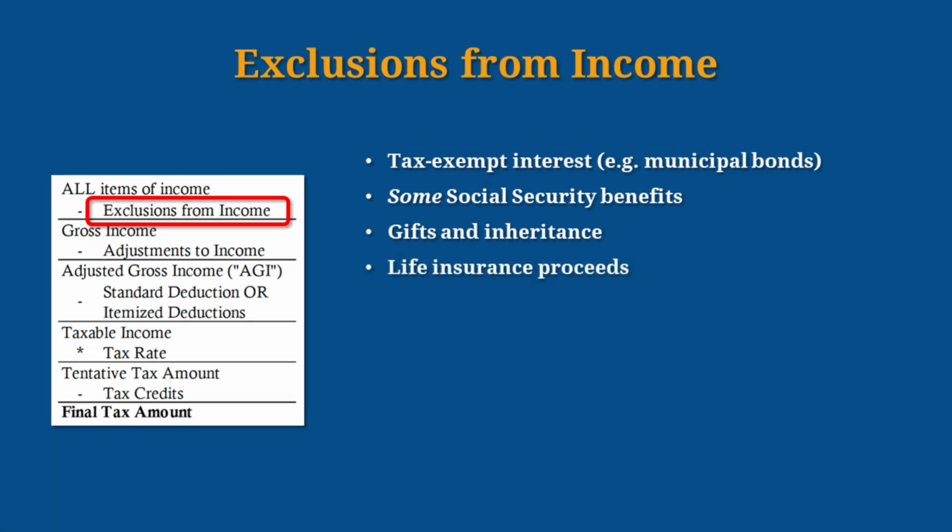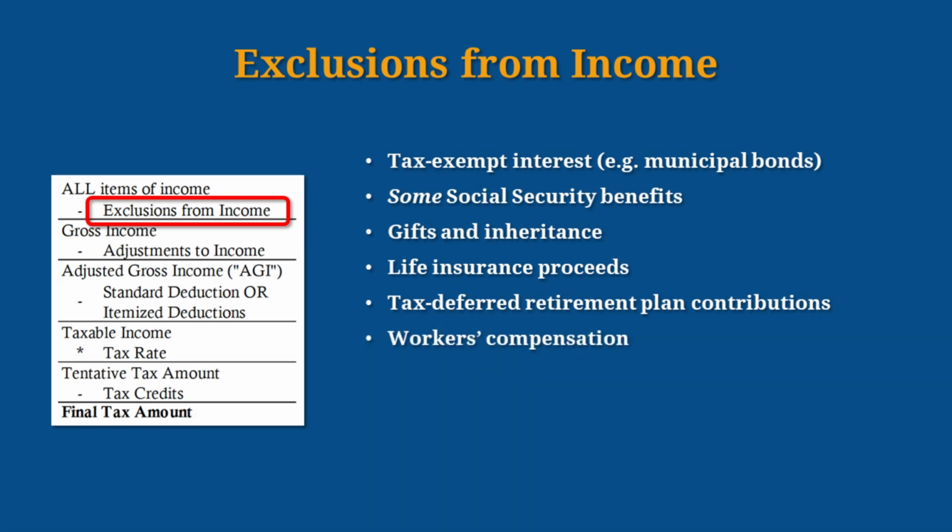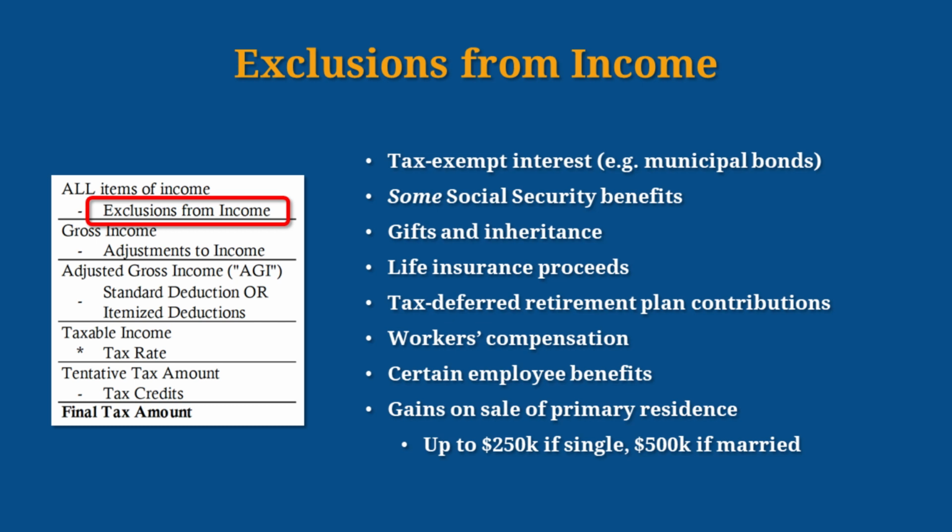Death benefit proceeds from life insurance are not taxable. Contributions to tax-deferred retirement savings plans like 401ks, 403bs, and 457 plans are excluded, as are workers' compensation benefits. Also, certain employee benefits, like the value of employee discounts or some types and amounts of life insurance, are not included in income. And finally, you can generally exclude from income the gain on the sale of your primary residence if that gain is no more than $250,000 if you're single, or $500,000 if you're married.